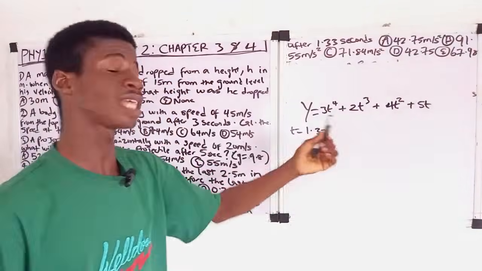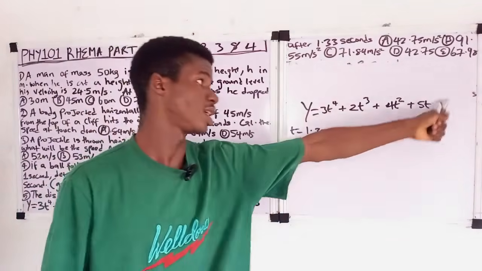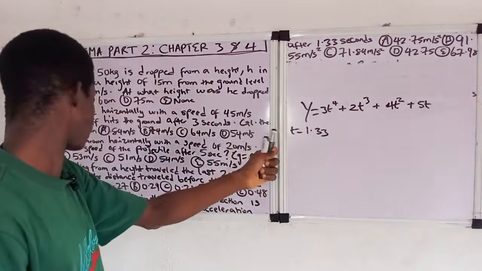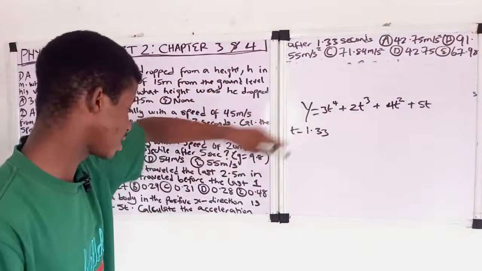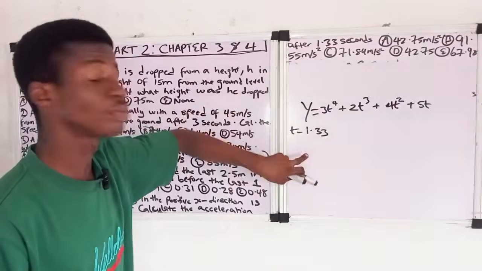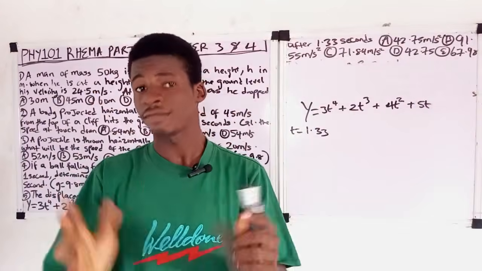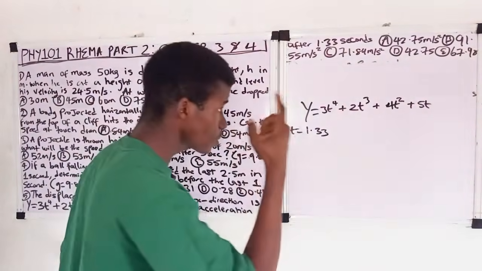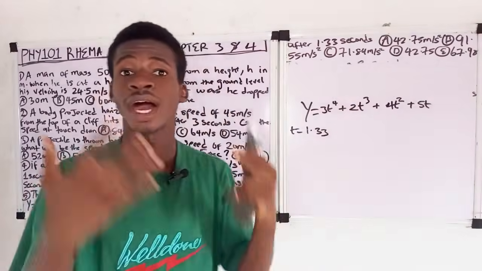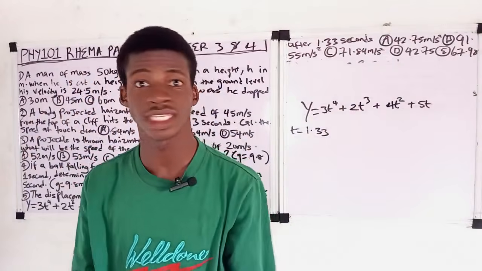If you see this type of question, it's very easy. This is the displacement of the body, and they said we should calculate the acceleration from this displacement after 1.33 seconds. Take note, to solve this type of question we need to have the knowledge of differentiation in calculus. It's very easy.